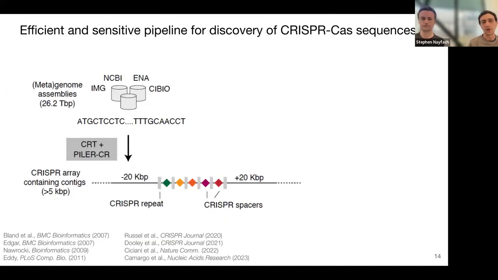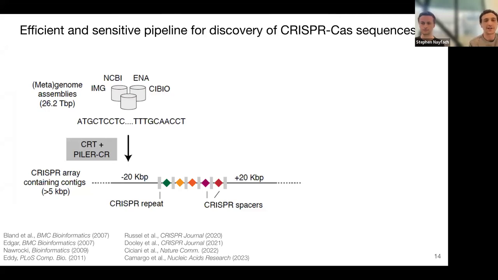So towards curating a comprehensive database of these CRISPR-Cas systems, we turned to genome and metagenome mining. We started with 4 publicly available repositories of assembled DNA sequences. That includes JGI's IMG database, NCBI, ENA, and then a very large database of assembled metagenomes from the human microbiome. Altogether, this collection of data comprised over 26 terabases of nucleotide sequence.